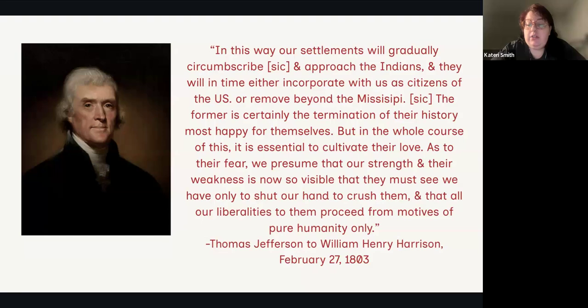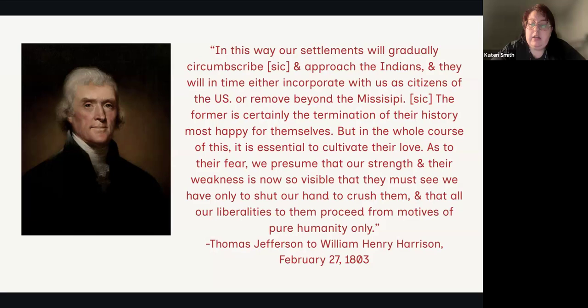Thomas Jefferson, in this letter to William Henry Harrison in February 1803, basically gave two approaches. One, to incorporate them with the settled population, basically what we would later term assimilation, or the other one is to push them farther out to the Mississippi. Both of these would be tried, and in many ways, both of them would actually be done in government policy.